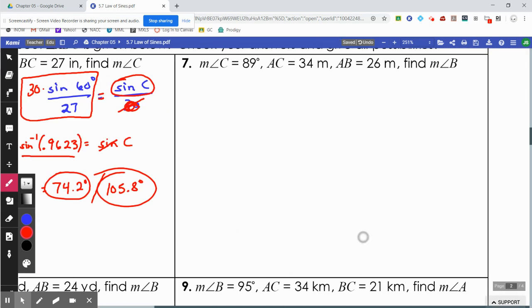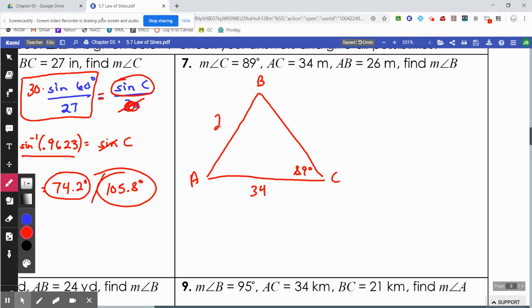Number 7, let's do it again. Let's sketch a triangle. You have triangle ABC again, A, B, and C. Says the measure of angle C is 89 degrees. AC is 34. AB is 26. We're asked to find the measure of angle B. So here's how we're going to do it. The sine of 89 over 26 is equal to, we're looking for angle B, so that'd be the sine of B over 34. We're going to take that 34, mark it out, move it over here by multiplying.